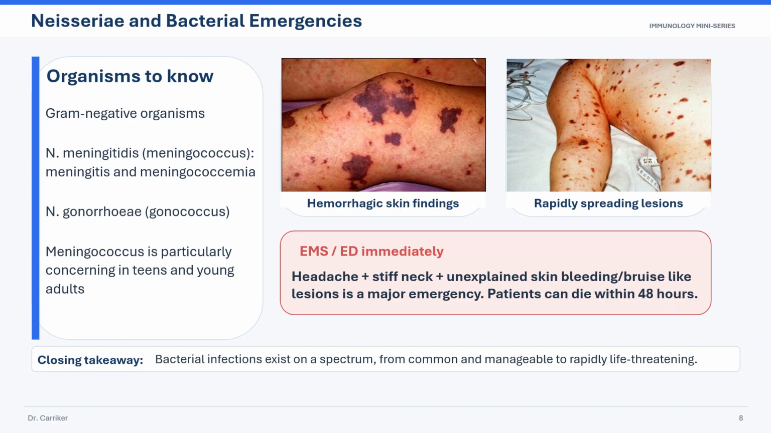So closing takeaway, the main takeaway from this segment is that bacterial infections exist on a spectrum. Some are common and manageable, others move very fast. Exudative throat, rapid spreading of redness, respiratory distress, stiff neck, unexplained skin bleeding, these all deserve a higher level of concern. So as you're treating or seeing your patients or your athletes, if we're identifying any of these markers, make sure we're getting them the proper care that they need.